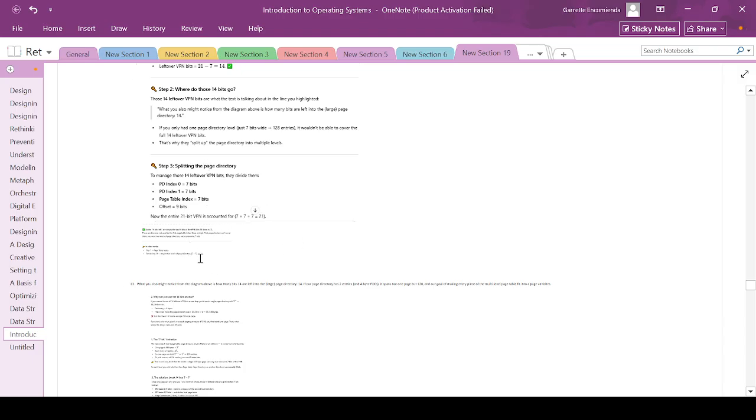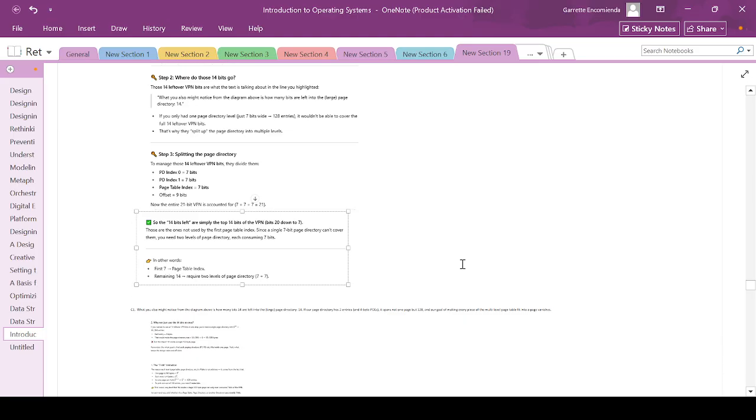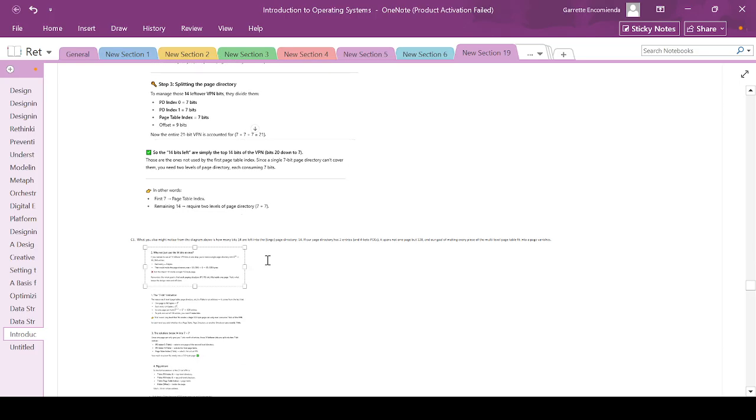So step 3, splitting the page directory. To manage the 14 leftover VPN bits, we divide it into PD index 0, the first index of the page directory, which has 7 bits. PD index 1 equals 7 bits, so that's the next level. And then the page table index, or page table entry, which is 7 bits. Now the offset is 9 bits because it has 512-byte pages. Now the entire 21-bit VPN is accounted for: 7 plus 7 plus 7 equals 21.